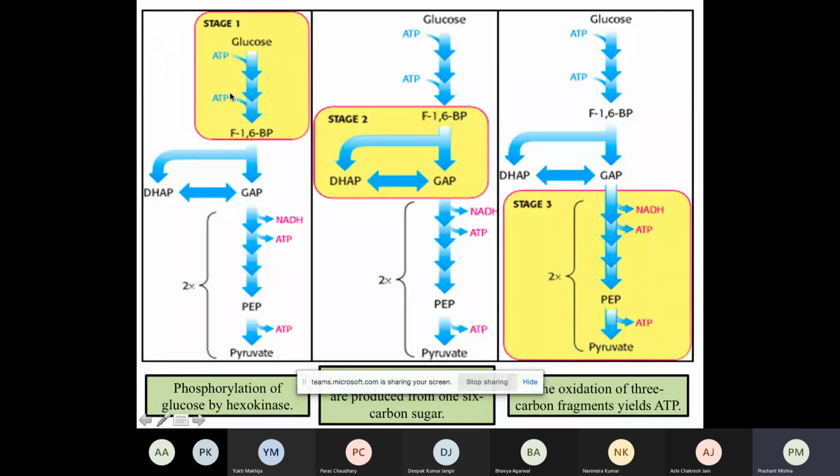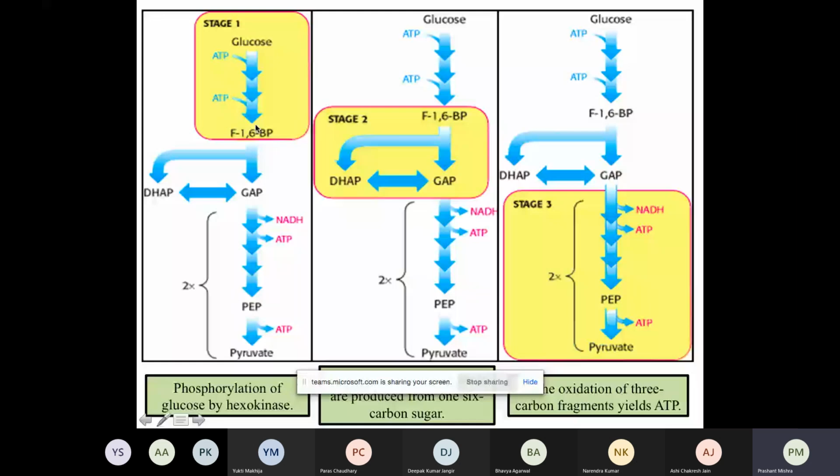And the second one is where fructose 6-phosphate is converted into fructose 1,6-bisphosphate. And both the enzymes you see are kinase enzymes. One is hexokinase and the second is fructose 6-phosphate kinase. So this stage we have already discussed.